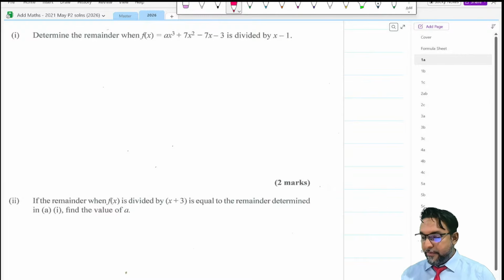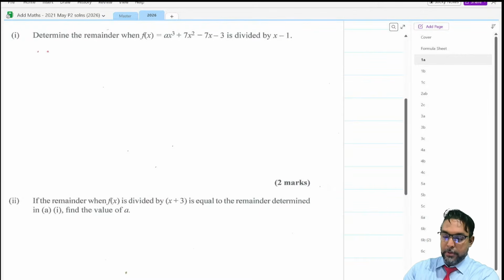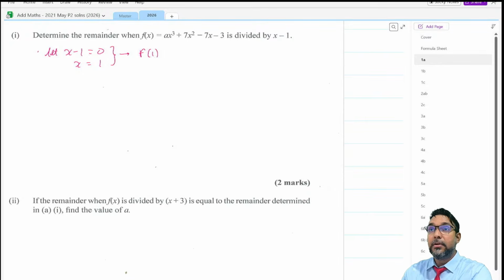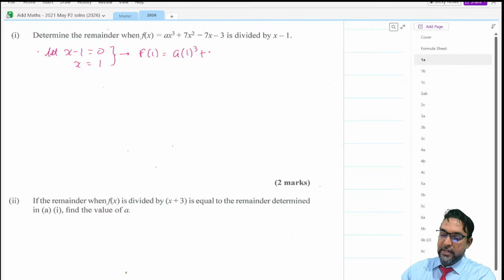Determine the remainder when f of x is divided by x minus 1. So what we do is we let x minus 1 equal to 0, and that will give a value of x equal to 1. And then from here, we have to find f of 1. The beautiful part about substituting 1 is all the algebra will just disappear, because 1 to any power is 1, and when you multiply by 1, you get back the same thing. If you sub 1 inside of here, 1 to any power is what? So if it didn't have a remainder, it would be equal to 0, right?